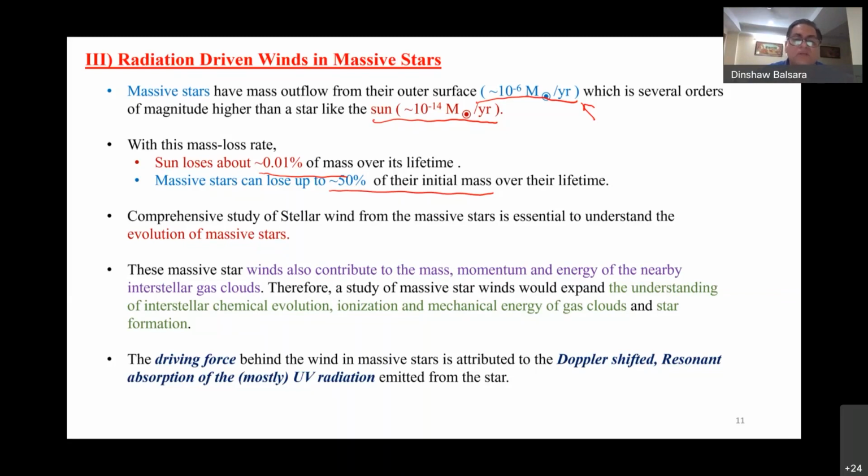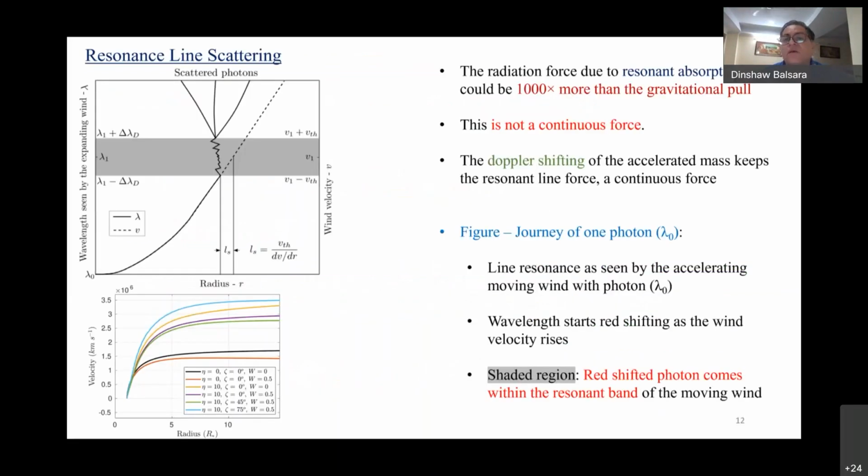These massive winds are driven by line radiation that comes off the surface of the massive star. We call this Doppler shifted resonant absorption of the mostly UV radiation emitted from the star. This is the driver that drives the wind from such stars. If you just think about the luminosity of a massive star, it can be so great that you would theoretically think it should be lifting off the entire outer envelope of the star.